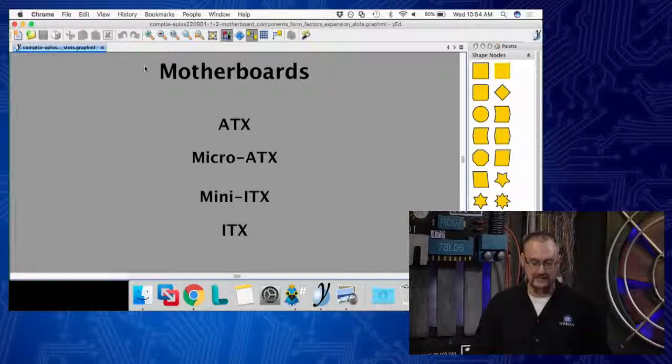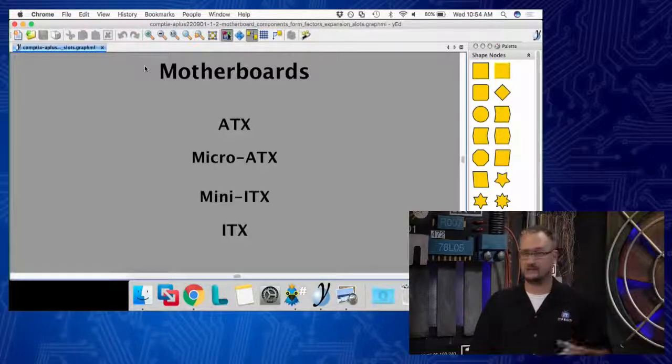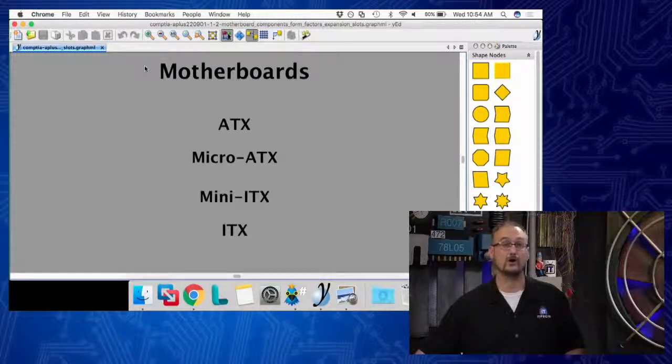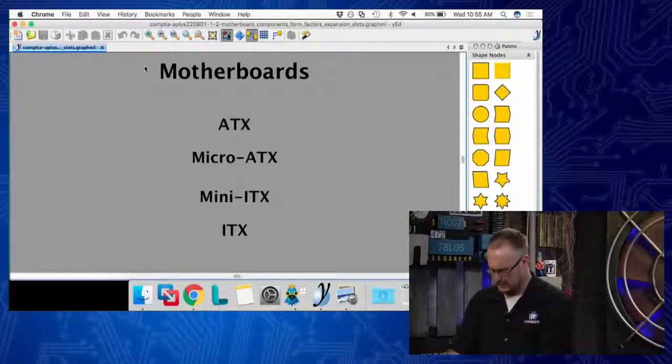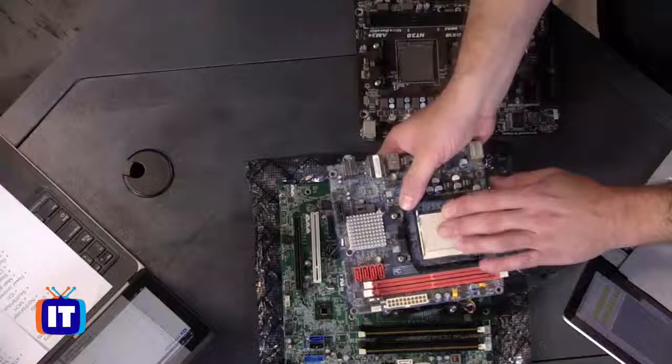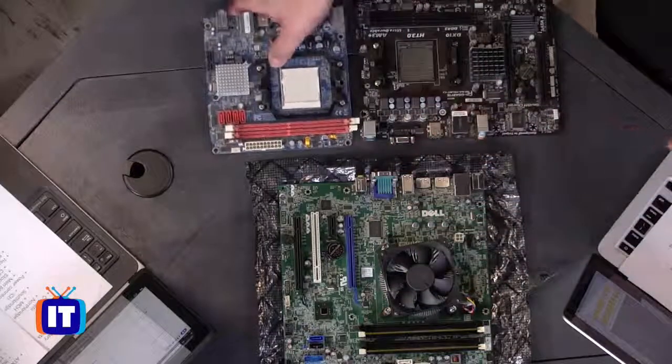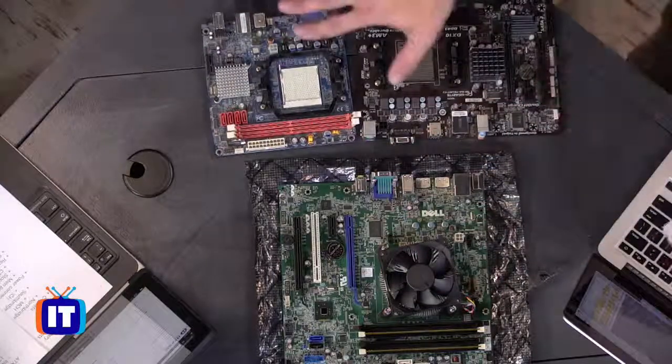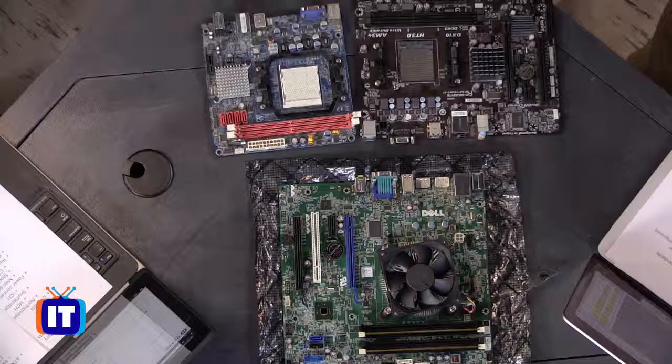So the micro ATX would come out 2 years later, 1997, and it's 9.6 inches by 9.6 inches. Actually, no, this isn't a micro ATX. I take that back. This is an ITX board. We'll get into that one here in a second. But it's a square board. This is the mini ITX. That'll come up next. It was a 9.6 inch by 9.6 inch board, right?